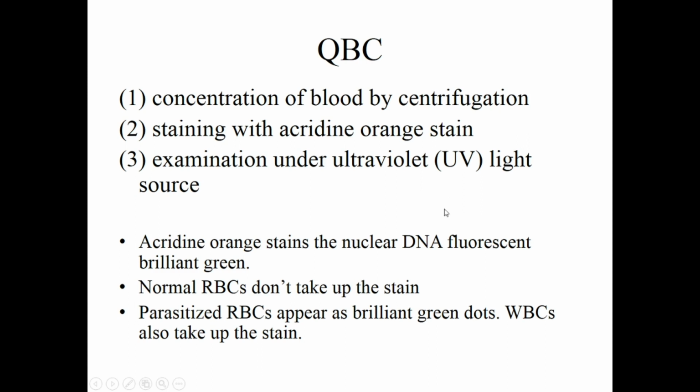Here the principle of the test is that the acridine orange stain stains any nucleus and produces a fluorescent brilliant green color of the nucleus. Normal RBCs do not take up this acridine orange stain because they do not have any nucleus. But in case of parasitized RBCs, the acridine orange will stain the nucleus of the parasites inside the RBCs, and hence those parasitized RBCs will appear as brilliant green dots. However, WBCs can also take up the stain since they also have a nucleus.